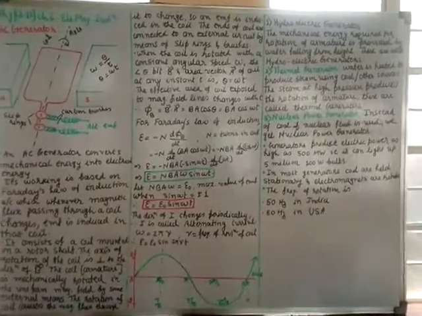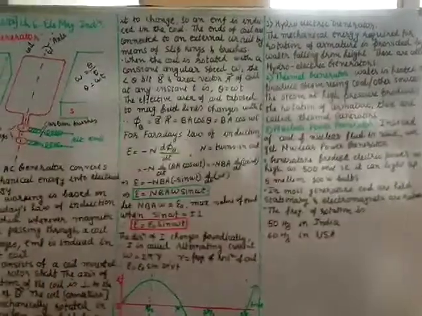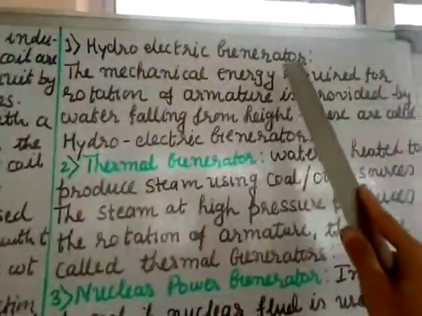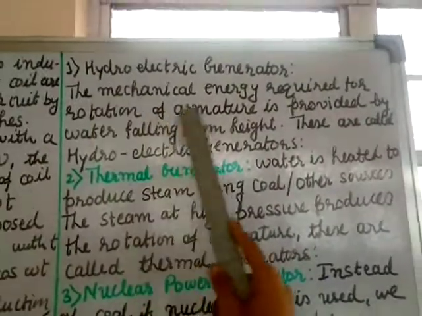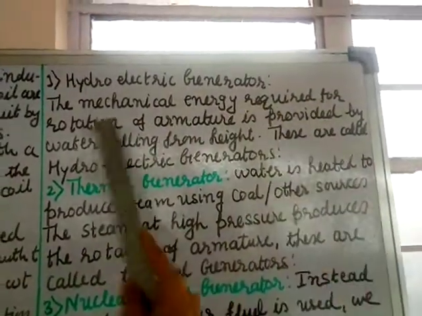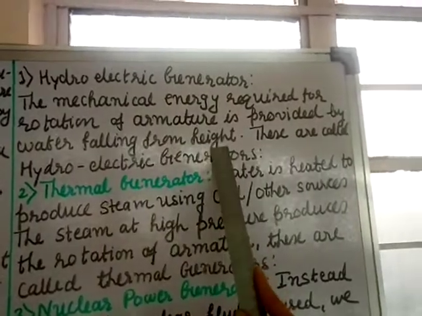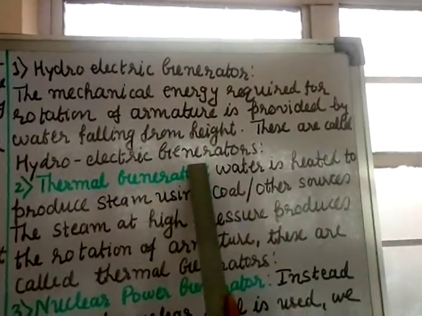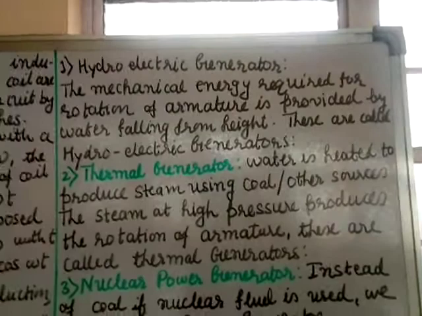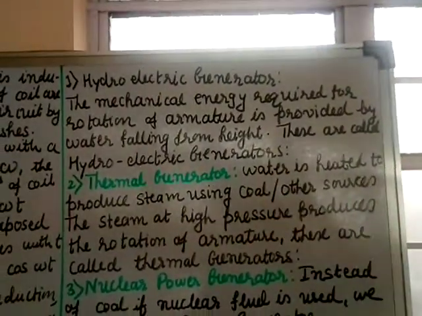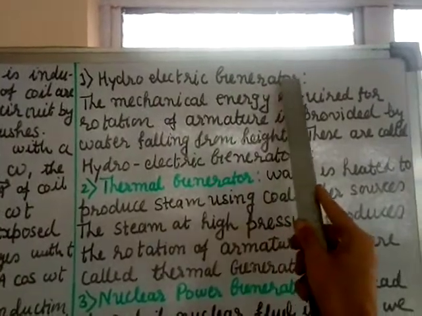The coil has to be rotated by external means. According to that, they have given us 3 types of generator. The first one is the hydroelectric generator. In this, the mechanical energy required for rotation of the armature is provided by water falling from a height. So, to rotate the coil, they use water falling from a height, and that is called a hydroelectric generator.